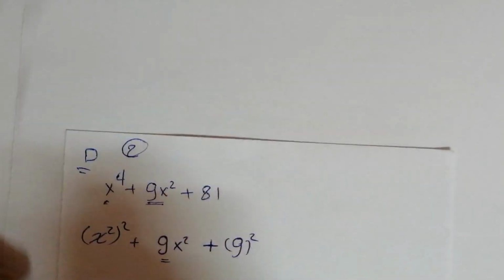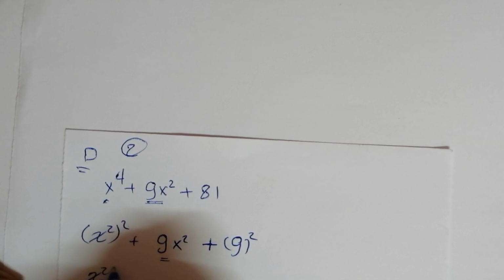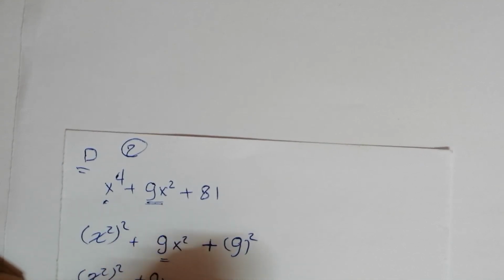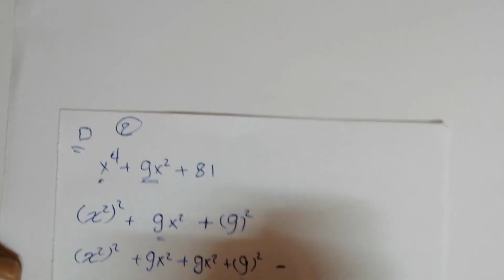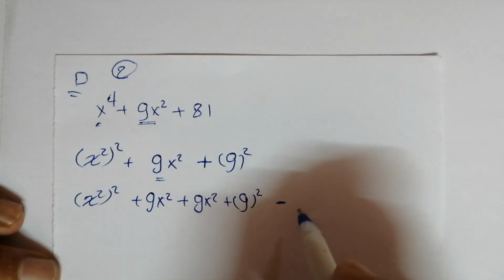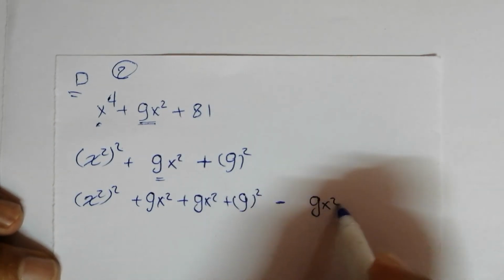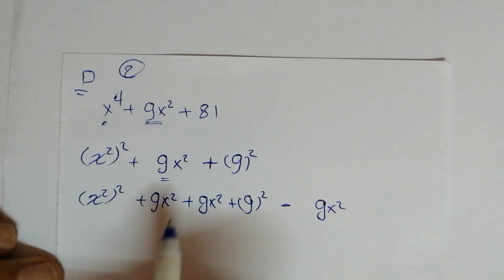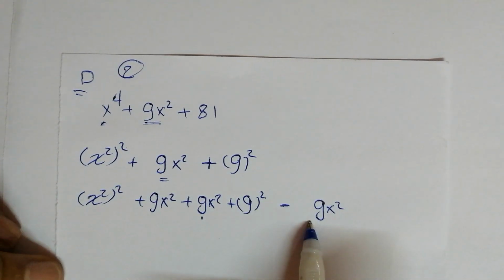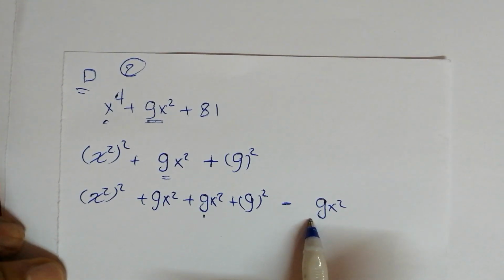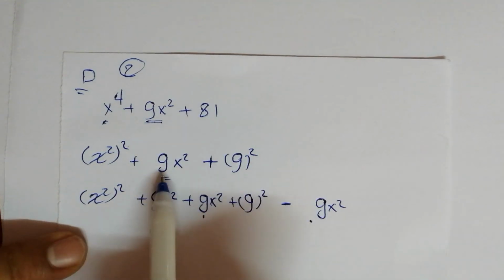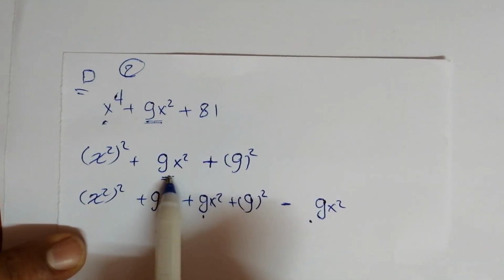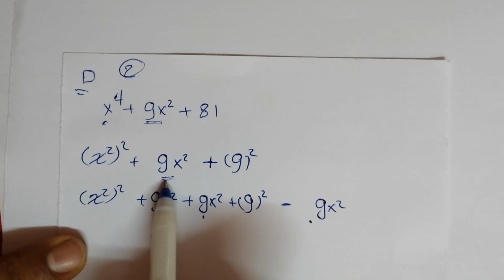How to do that? So x power 2 all power 2 plus 9x squared plus another 9x squared plus 9 squared, and minus 9x squared. So what did we do? We added 9x squared and subtracted 9x squared. So again, we have 9x squared as a middle term, but 9x squared can't be a middle term of a perfect square.